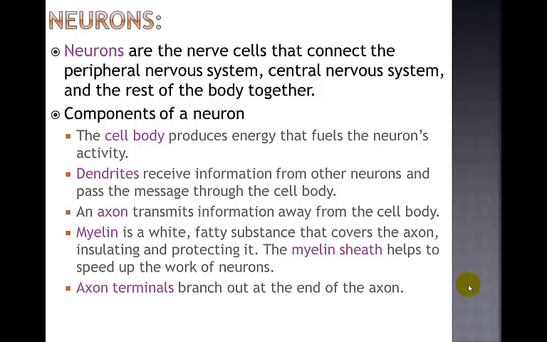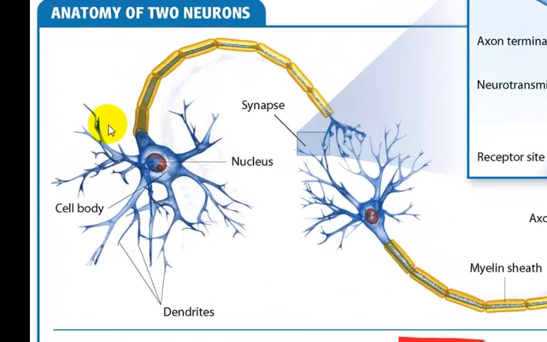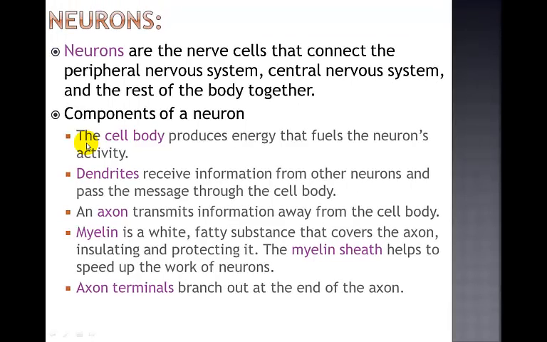Well, the cell body is the thing in the middle that produces energy. It's kind of the nucleus of the neuron. And if I were to show you a picture, the cell body is right here. Okay, and these little things hanging off of it, these little tree branches, are dendrites. And dendrites are the things that start off. They receive the information from another neuron and pass it on to the cell body.